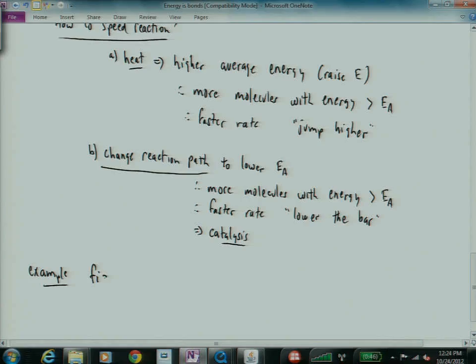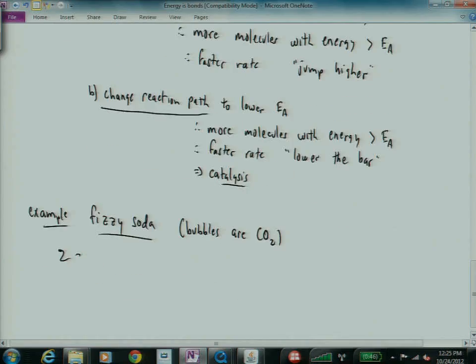Fizzy soda, all right? And the bubbles, what are the bubbles in fizzy soda? CO2, carbon dioxide. Our bubbles are CO2, right? And so you can look at this thermodynamically speaking. There are two states. Number one, CO2 dissolved in water, all right? Number two is CO2 in air, okay?